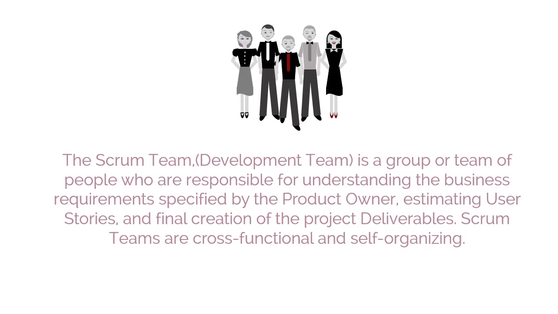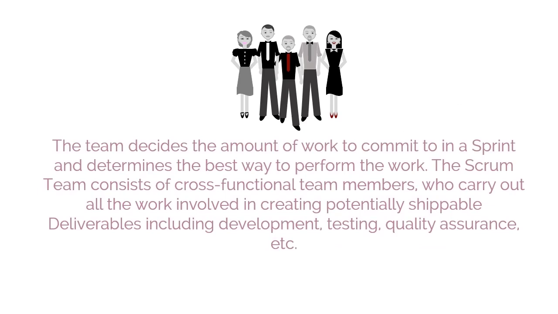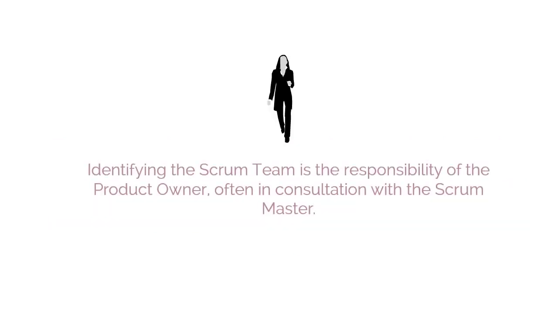Next is the Scrum team. The Scrum team, sometimes referred to as the development team, is a group or team of people who are responsible for understanding the business requirements specified by the product owner, estimating user stories, and final creation of the project deliverables. Scrum teams are cross-functional and self-organizing. The team decides the amount of work to commit to in a sprint and determines the best way to perform the work. The Scrum team consists of cross-functional team members who carry out all the work involved in creating potentially shippable deliverables, including development, testing, quality assurance, etc. Identifying the Scrum team is the responsibility of the product owner, often in consultation with the Scrum Master.